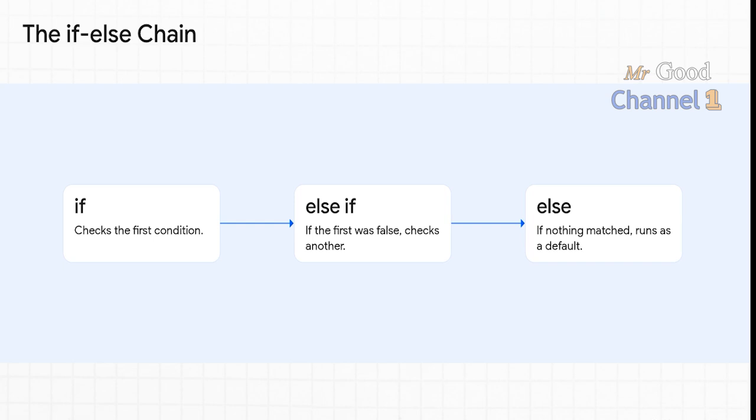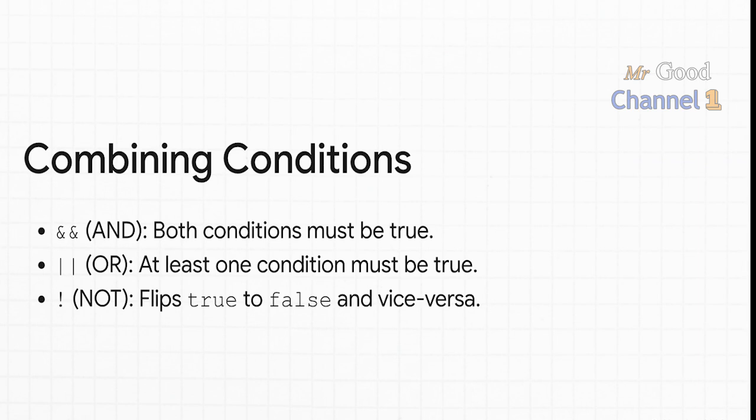But if it's false, it flows down to the next step, the else if, and checks that condition. You can have as many of these as you want. And if it goes through all the checks and none of them were true, it finally lands in the else block at the bottom, which is like a catch-all default action. But what if you need to check a couple of things at the same time? Well, that's where logical operators come in.